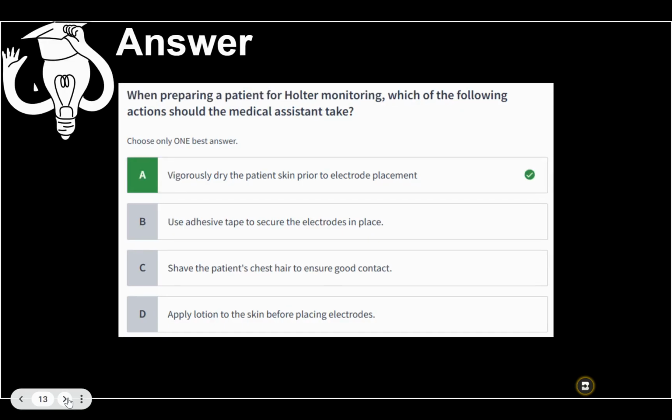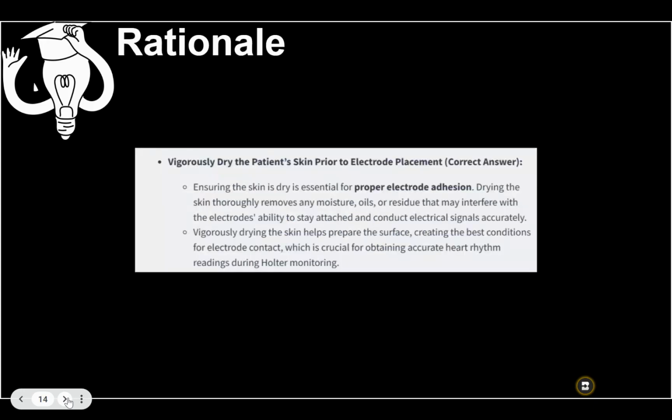Now, if you said A, to vigorously dry the patient's skin prior to electrode placement, then you are again correct. Ensuring that the skin is dry is essential for proper electrode adhesion. Drying the skin thoroughly is going to remove any moisture, oils, or any residue that can interfere with the electrode's ability to stay attached and conduct electrical signals accurately.